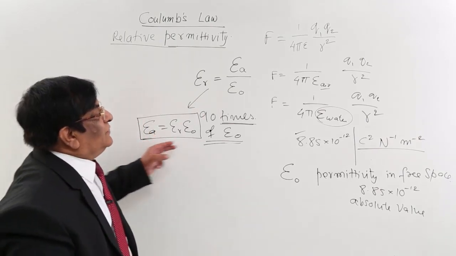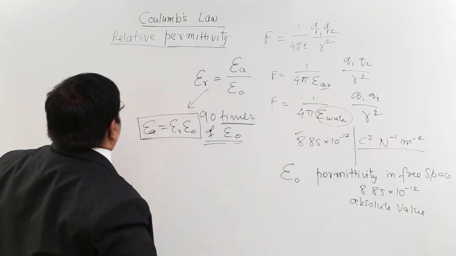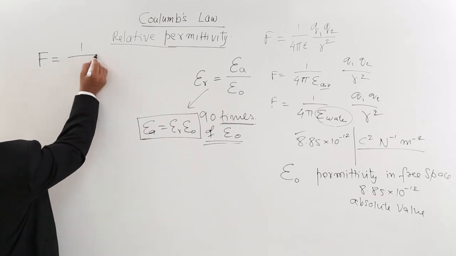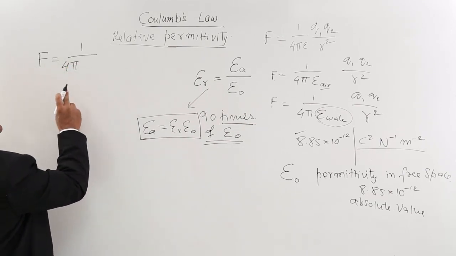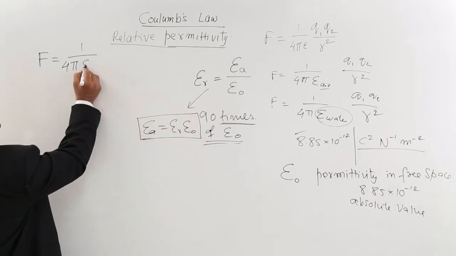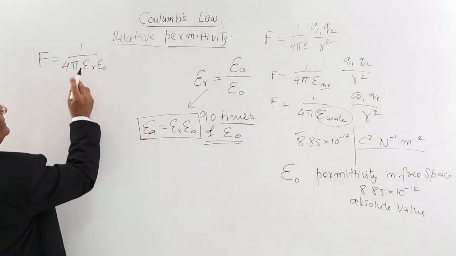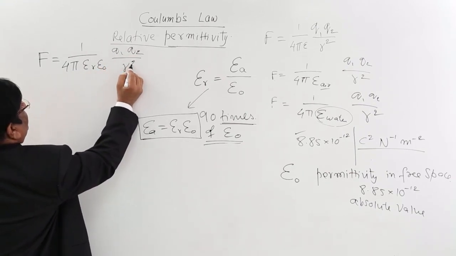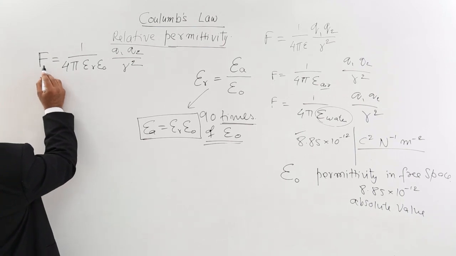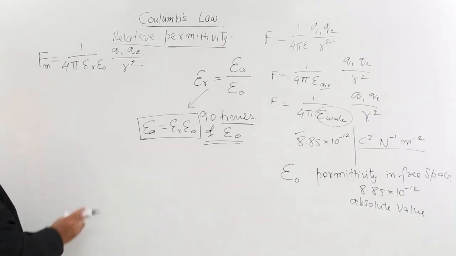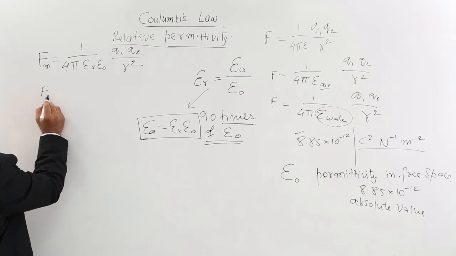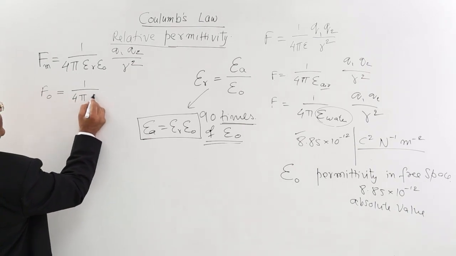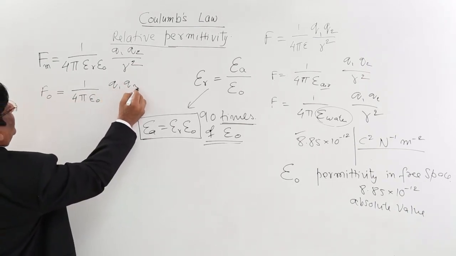Where do we use it? We use it everywhere, whatever the medium. So now our formula for force is modified. This is 1 upon 4 pi, for a medium we will write ER, and this is Q1 Q2 upon R square. This is the force in a medium. If this had been the force in free space, F naught, then it is 1 upon 4 pi epsilon naught Q1 Q2 upon R square.